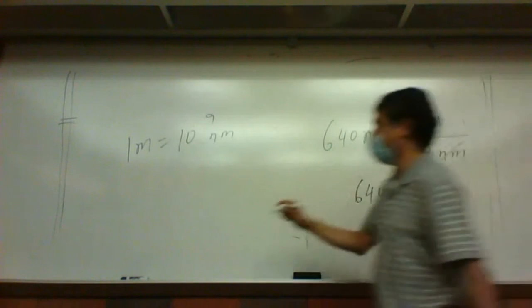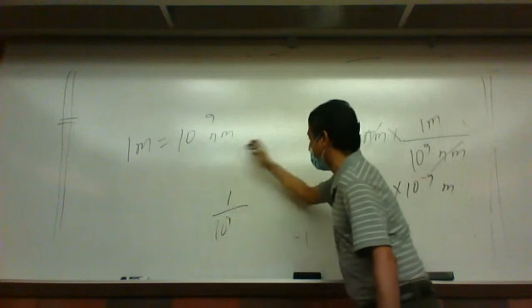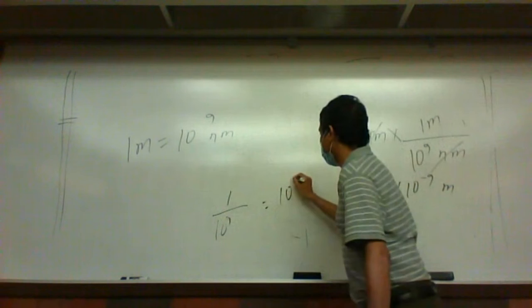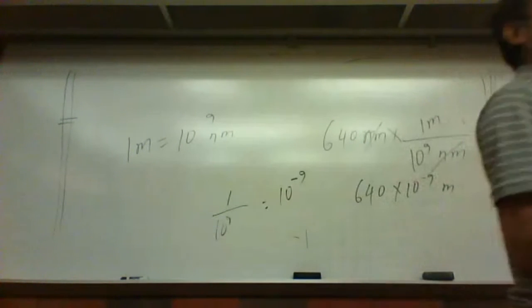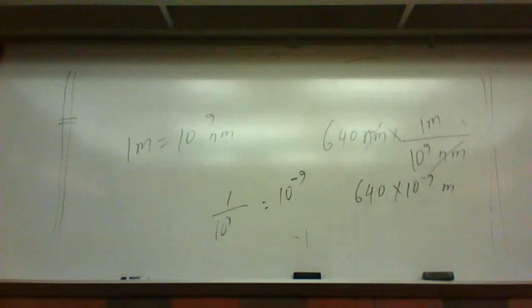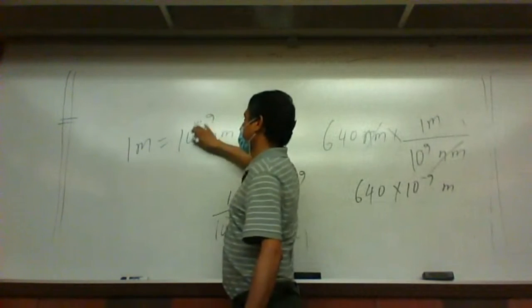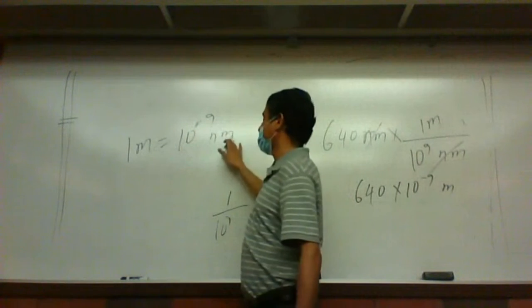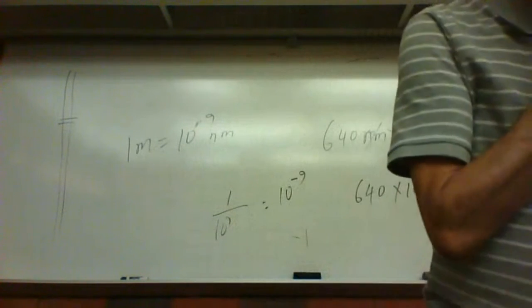If you have something like 1 by 10 to the power 9, and you want to take this up there, you can put 10 to the power minus 9 like this. Listen. In the previous chapter, why I was confused was I put 1 meter is equal to 10 to the power minus 9. That's not true. 1 meter equals 10 to the power 9 nanometer. Yeah? Good.